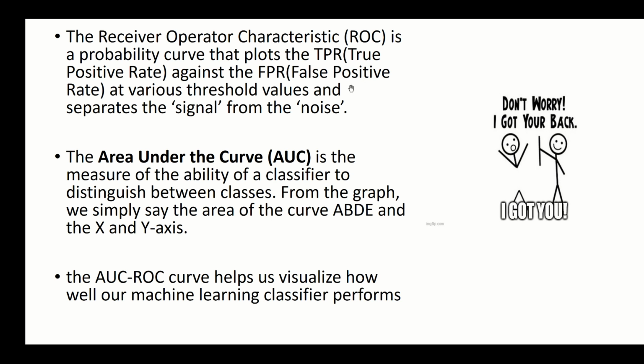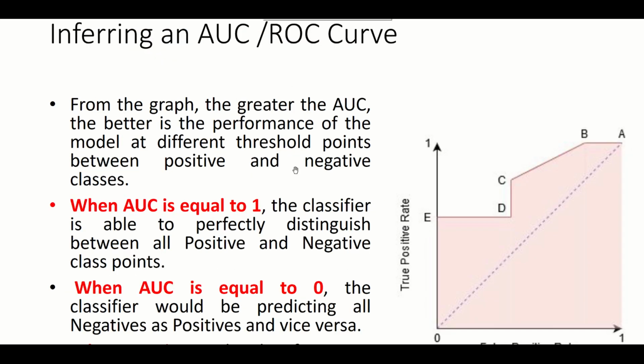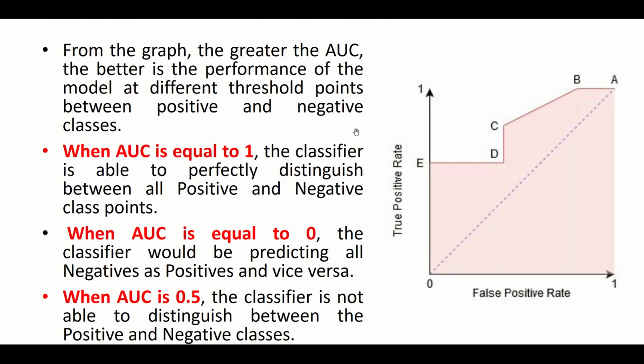So the true positive rate will be plotted against the false positive rate, right? And this means that if you have a bigger area under the curve, then the classifier is able to classify its classes in a better way, right? And this is something which is basically used in most machine learning algorithms to identify how well your classifier is performing against the data. So now we'll talk about how we can infer the AUC or ROC curve.